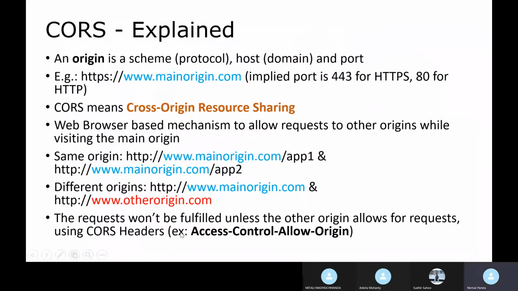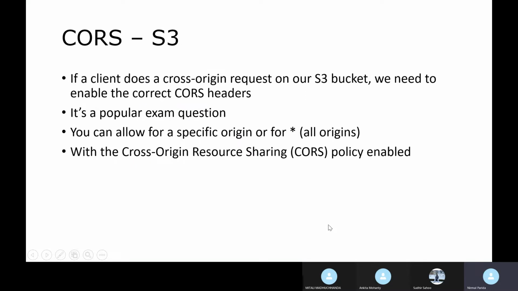The request won't be fulfilled unless the other origin allows your request using CORS headers. If a client does a cross origin request on your S3 bucket, we need to enable the correct CORS headers. So in the internet, suppose any other resource is trying to use your resource and cannot, in that case you can enable your CORS header. It is a popular exam question.